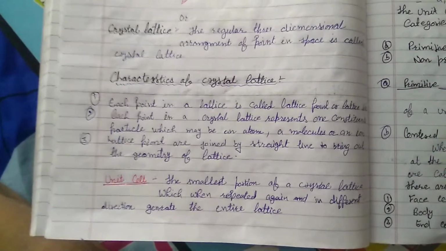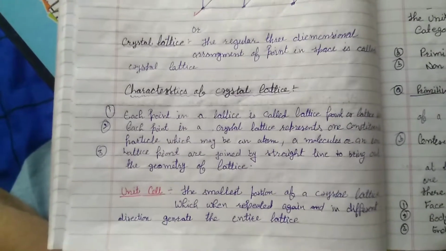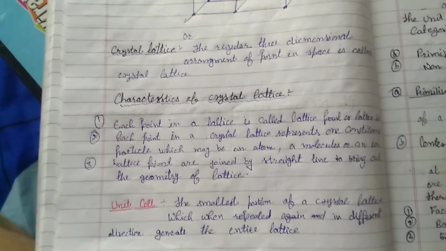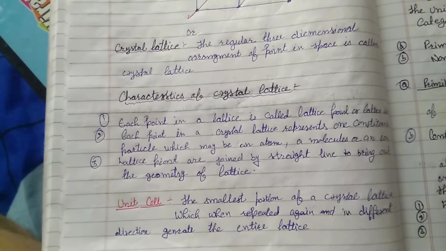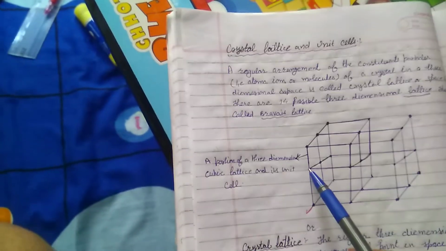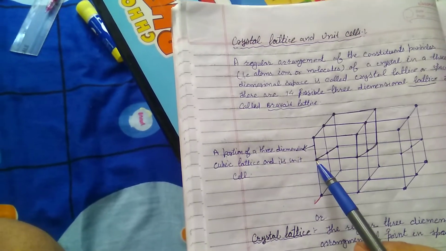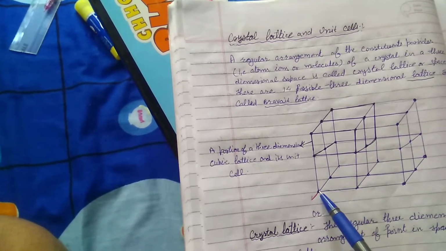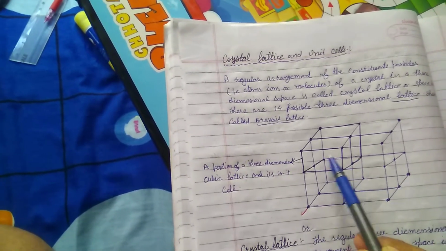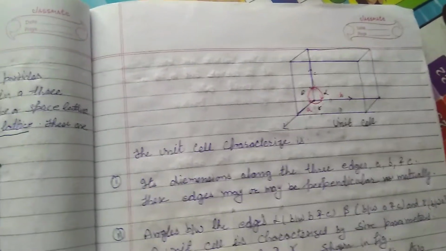So unit cell is the smallest portion of the crystal lattice which when repeated again and again in different directions generates the entire lattice. Means that in these crystals this is the regular definite geometry which is repeated again and again to form a crystal. Okay, the unit cell has 6 parameters.